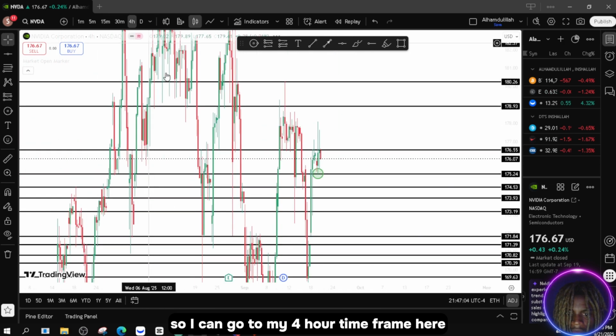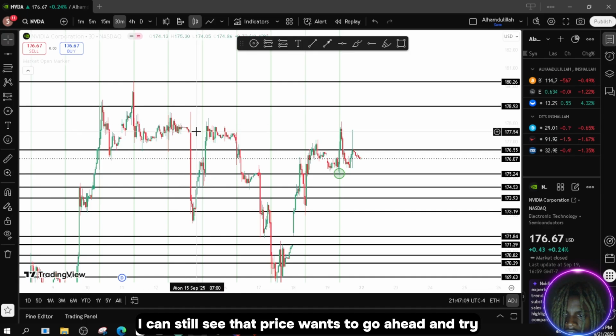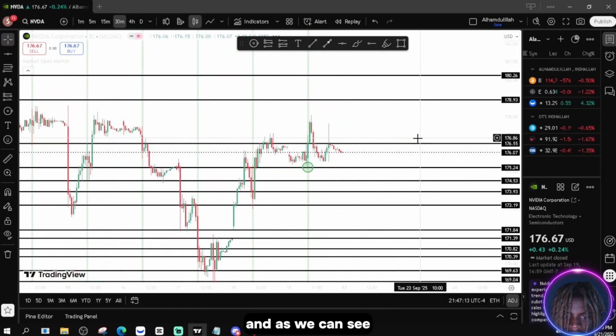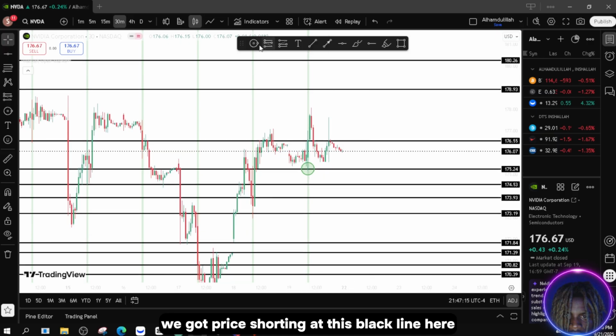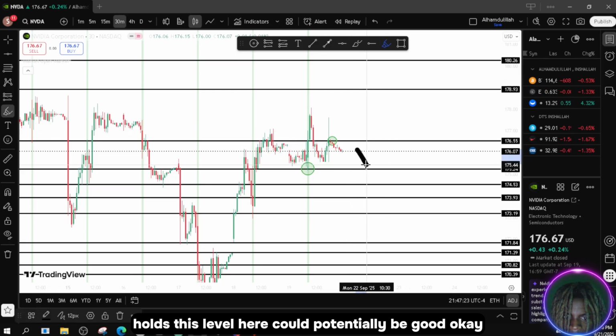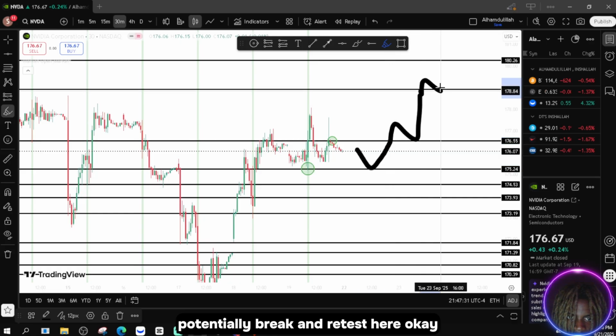So I can go to my 4-hour time frame here, just analyze everything. Okay, I can still see that price wants to at least touch the black line all the way up here. As we can see, we got price shorting at this black line here, but we do have a pullback at this level here that did work. So if price pulls back, holds this level here, could potentially be good. Take this up, point there. Maybe break and retest here, and potentially break and retest here.